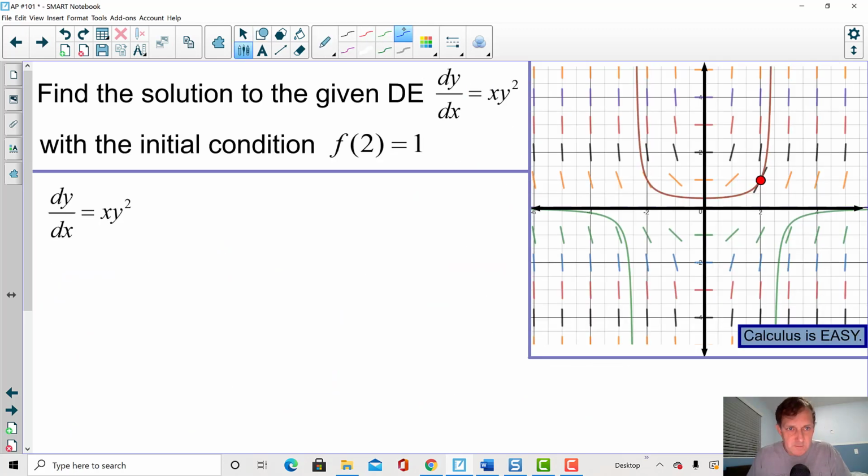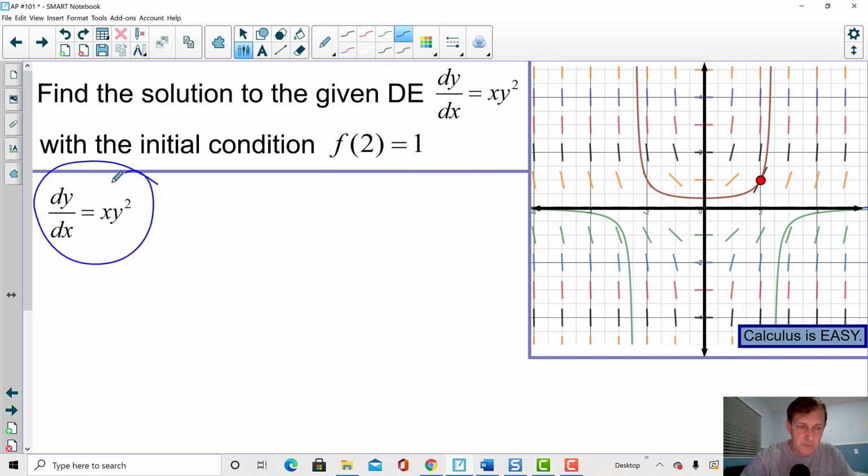Okay, here they want us to find the solution to the differential equation y prime is equal to x times y squared. They do give us an initial condition, and this is basically the point (2, 1). We're going to need that in order to solve for the plus c, so we'll come back to this later.